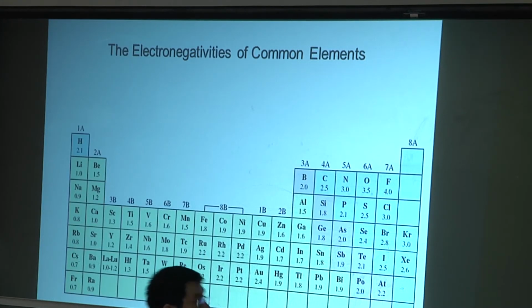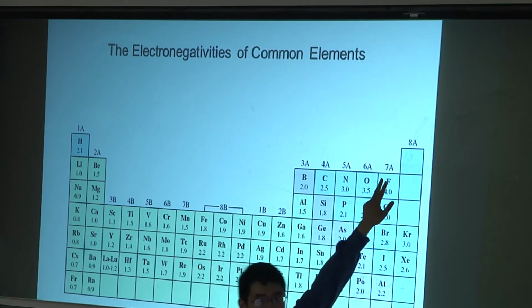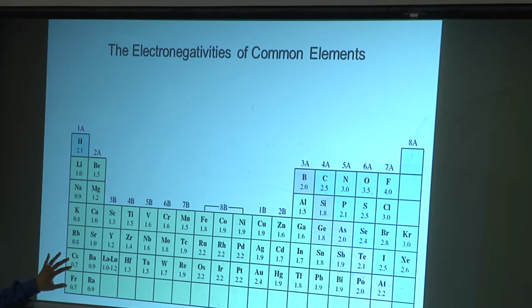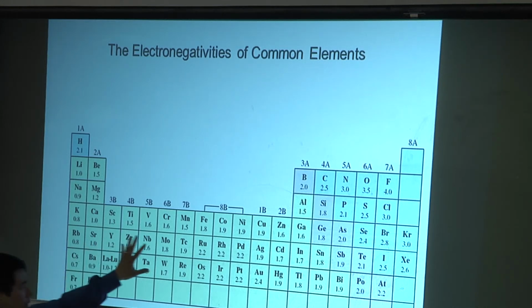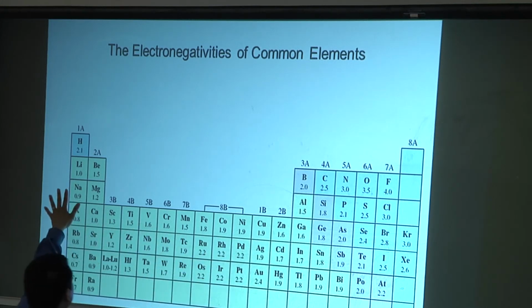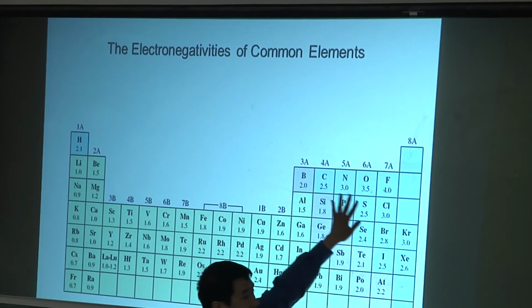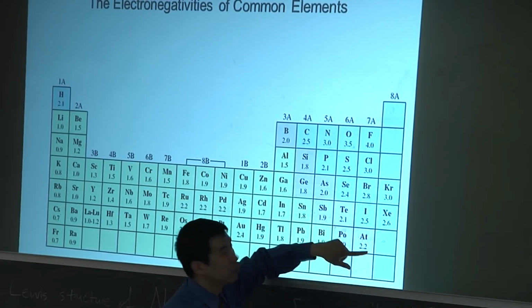So here's a table of the electronegativities of common elements. Do you need to memorize this? No, you don't. But what you'll notice is that the highest electronegativity is in the upper right-hand corner. And the lowest electronegativities are in the lower left-hand corner. As you go across, again, we're going to skip over the transition elements for now. As we go from left to right in a period, in a row, it increases. As we go from top to bottom in a group, it decreases.